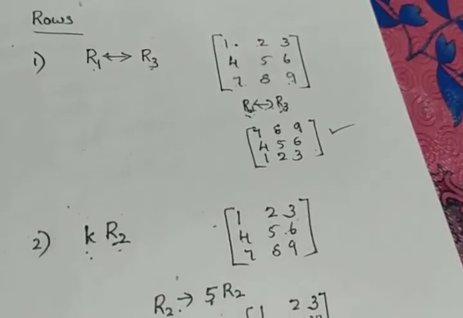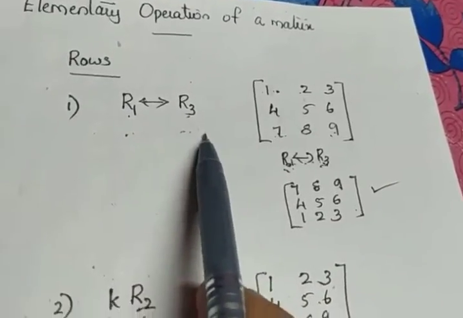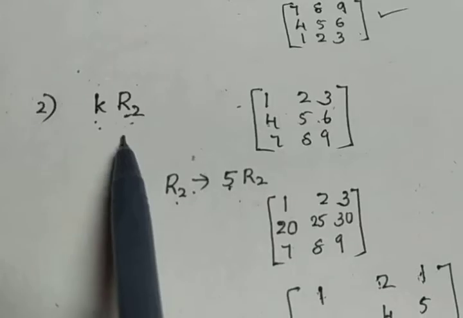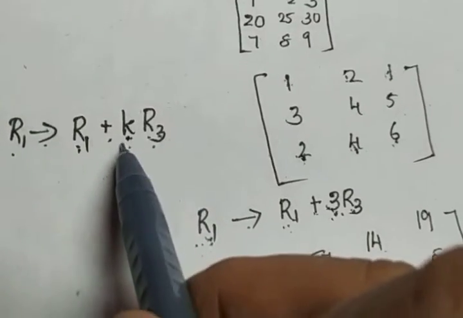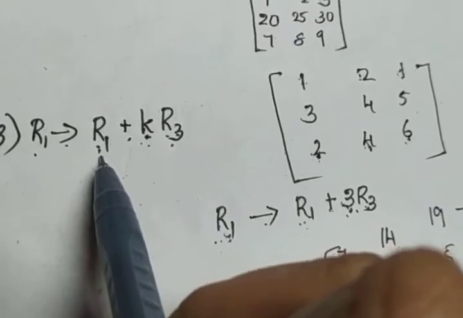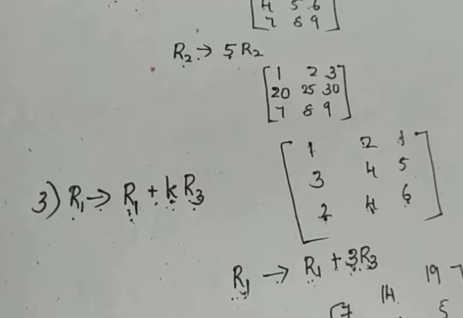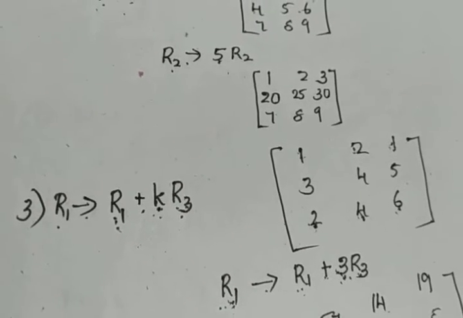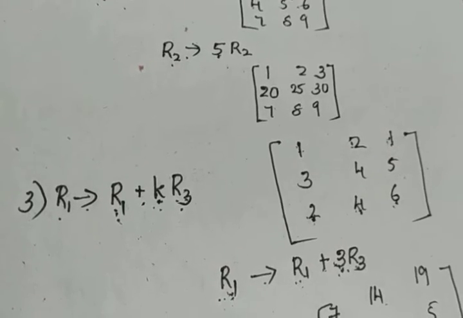So the three elementary operations related to rows are: interchange of rows, where two rows can be interchanged; multiplying a row with a constant; and multiplying a row with a constant and adding it with another row. These are the three operations for the rows, and the same operations can be done with the columns also. So there are 6 elementary operations or transformations.